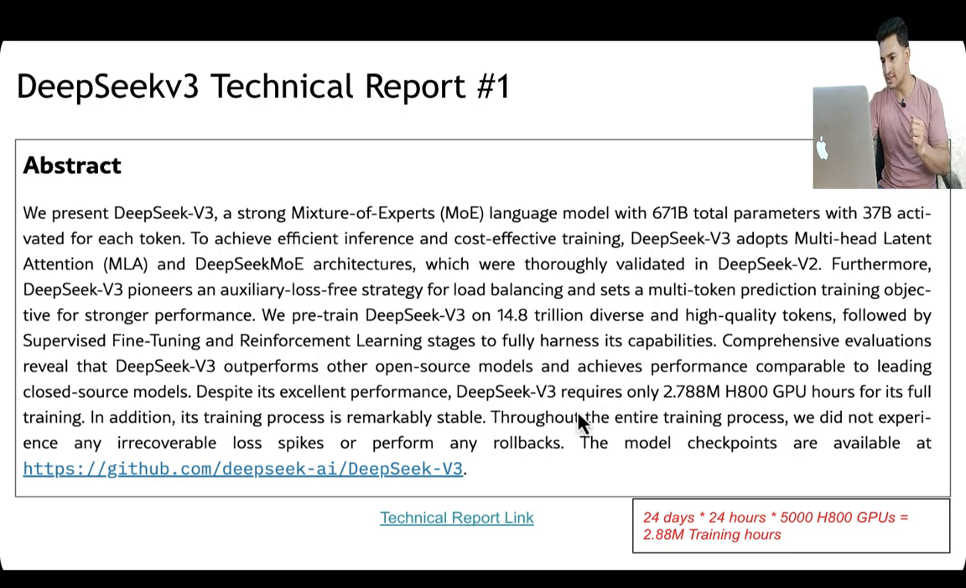It's trained on H800 GPUs, and it took 2.8 million H800 GPU hours. I was doing some calculations on how many days it would have taken to train these models. My calculation is something like this: if you take 5,000 such H800 GPUs and train for 24 days, 24 hours a day, it will come to nearly 2.88 million training hours. So it will take about 24 days, given that you have 5,000 H800 GPUs.